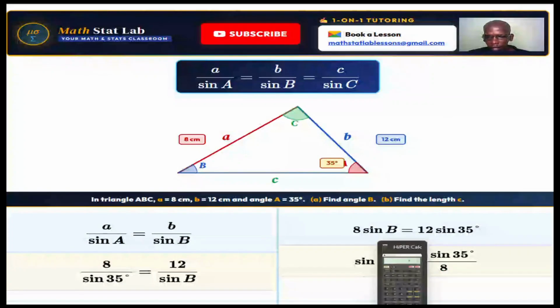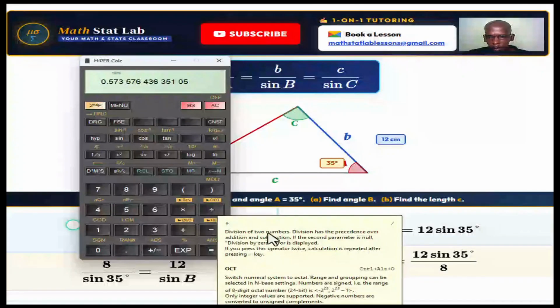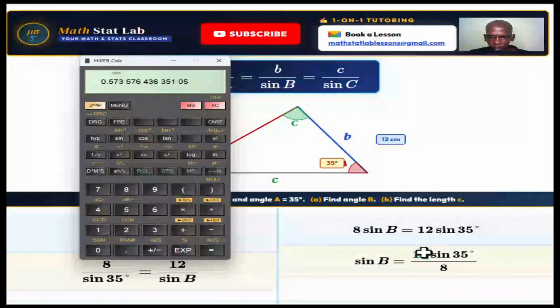If I go to the calculator, I can start with the sine of 35 degrees, then multiply by 12. Now it becomes 6.882, but we also need to divide it by 8, which now becomes 0.8603.